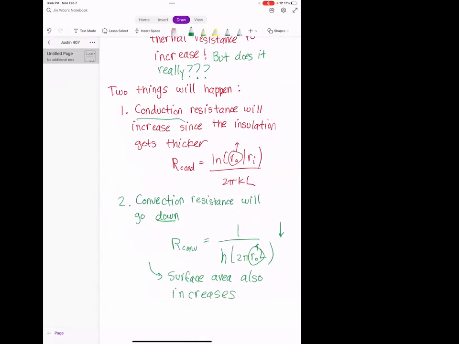And so both of these are happening at the same time. Unfortunately, we are out of time today, so I don't have time to go through the math. But on Wednesday, when we pick this up, I'll show you a formula which you can use to find what's called the critical thickness, which is the thickness where the thermal resistance is at its minimum.